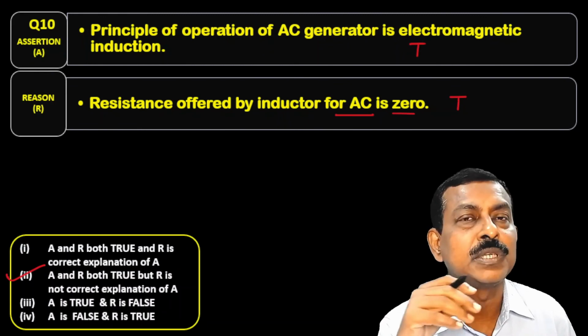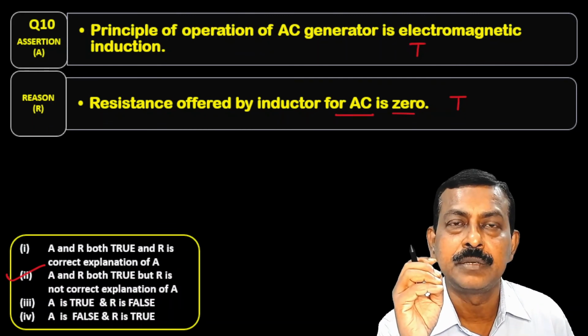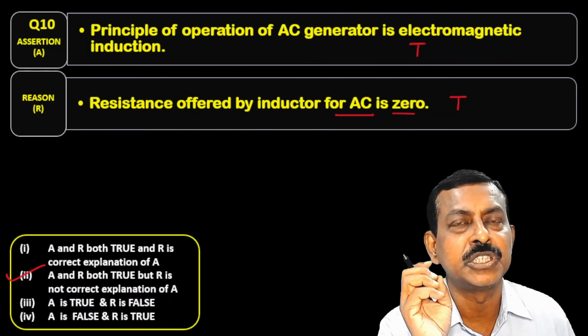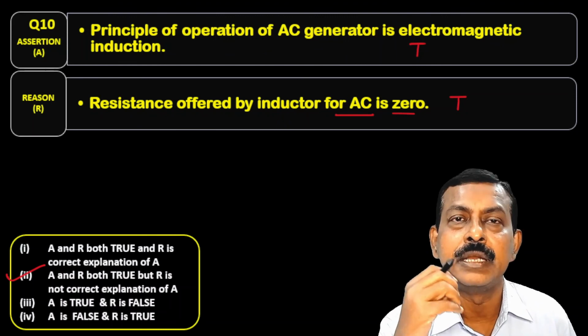So this was our discussion on a few questions on alternating current. We'll take a few more questions of assertion and reason on alternating current in the next discussion.